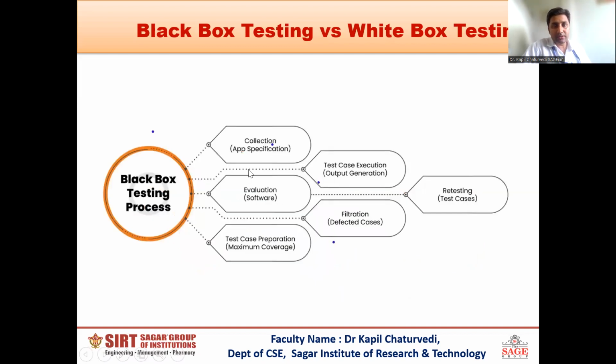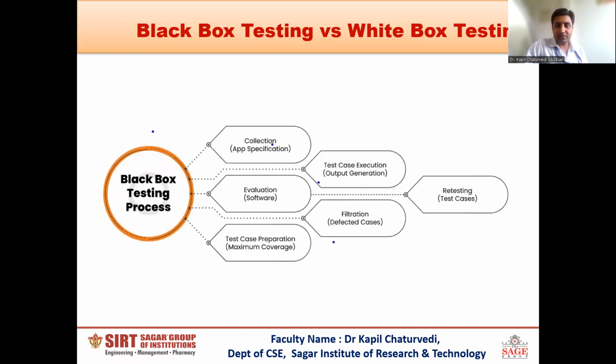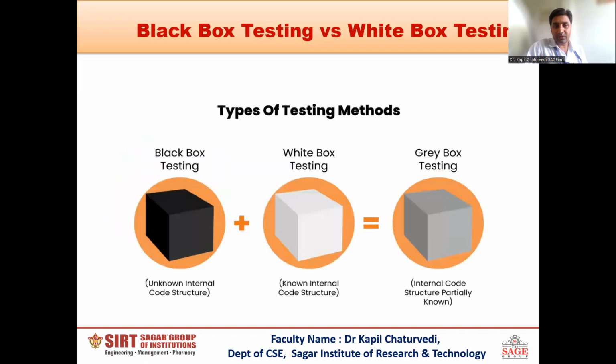The black box testing process involves: collecting the app specification, evaluating the software, test case preparation, test case execution, output generation, filtering defected cases, and retesting test cases. So this is the general view of black box testing. In the case of white box testing: understanding the source code, test case creation, test case execution, defect reporting and fixing, and retesting. These diagrams are helpful to understand what black and white box testing actually are.